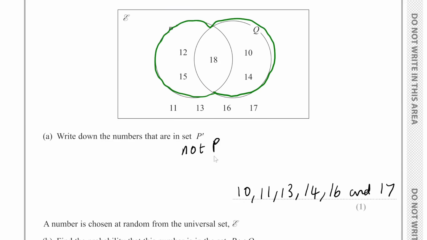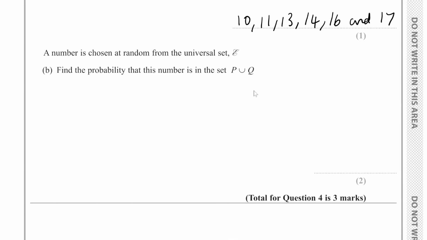So what's the probability it's in there? There are 9 numbers in total. There are 5 inside, so the chance of getting something inside is 5/9.